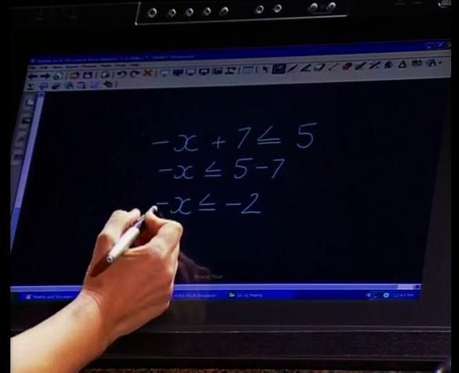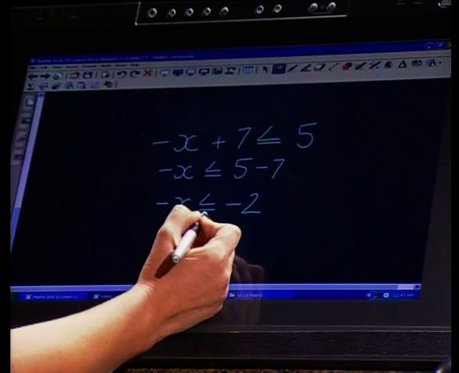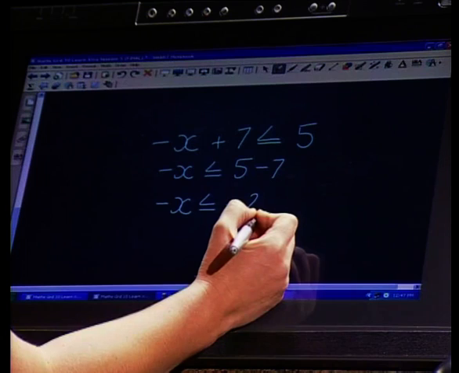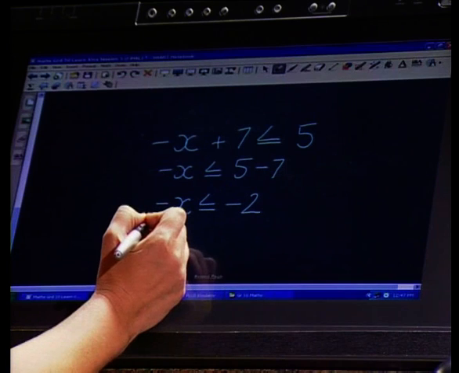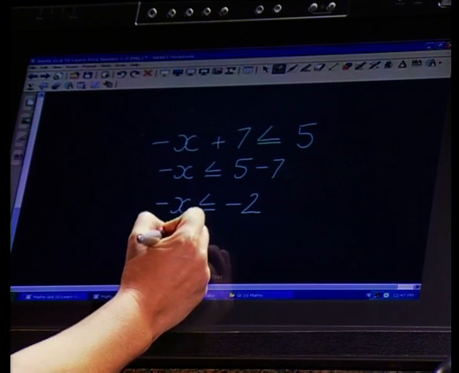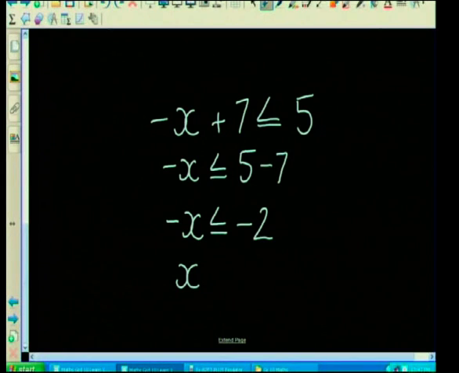So now we have negative x is less than or equal to negative 2. How do we get rid of that negative? Well, we're going to multiply both sides of the inequality by a negative number. And that, of course, means that the sign swaps around.